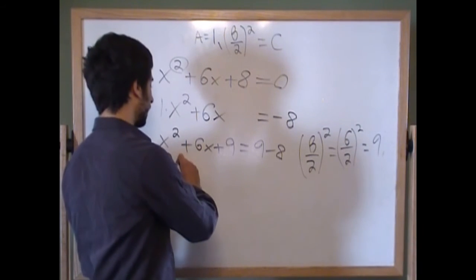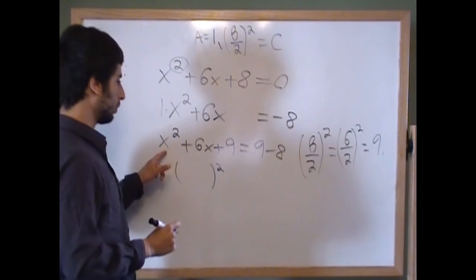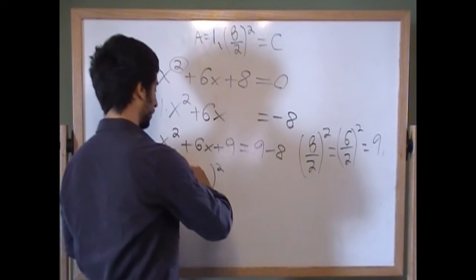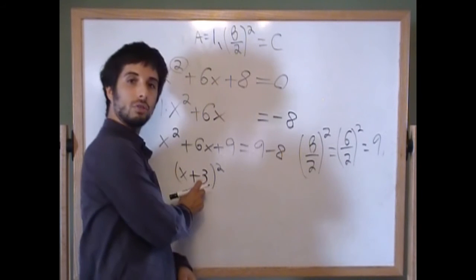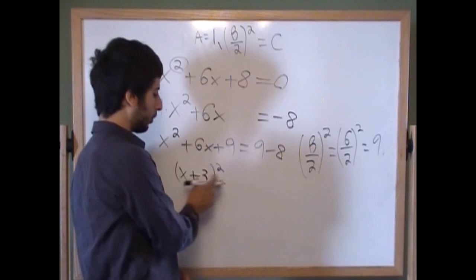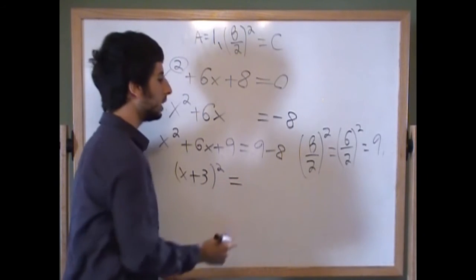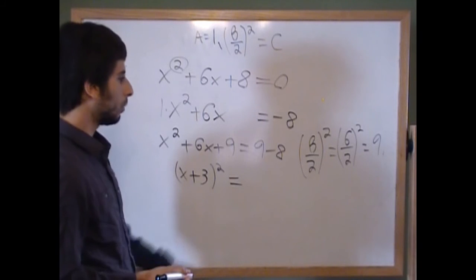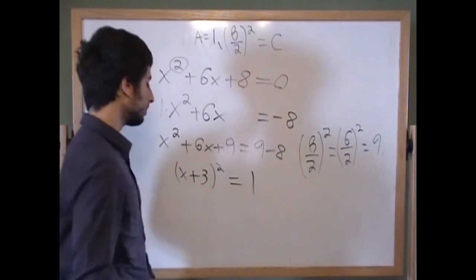And the left-hand side is equal to what squared exactly? Well, we saw before, in fact, x squared plus 6x plus 9 was the perfect square of x plus 3. If you do x plus 3 squared, if you FOIL that out, you'll get x squared plus 6x plus 9. We have completed the square by adding 9 to both sides. And what do we have on the right side? 9 minus 8 is 1.